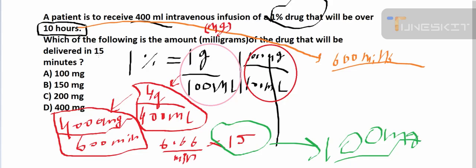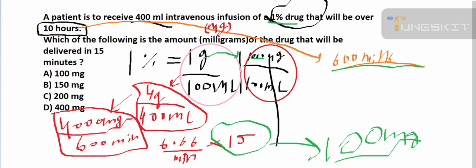We have another calculation. This is a little bit tricky but very simple and easy. A patient is to receive a 400 ml IV infusion of 1% drug. You have to convert this 1%, as 1% means 1 gram in 100 ml. If you want to convert gram into mg, 1 gram would be 1000 mg in 100 ml. That will be over 10 hours. 10 hours in minutes would be 600 minutes. In 1 hour there are 60 minutes, so you multiply 10 with 60, giving 600 minutes.